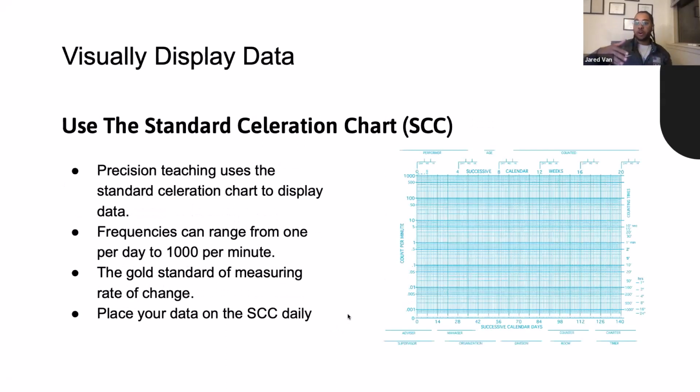And when we measure, we want a visual display, and we use the standard acceleration chart. We'll show some actual charts that we've used later on, but I'm just going to show this one right here for now, because Precision Teaching uses the standard acceleration chart to display data, and frequencies can range from 1 per day to 100 per minute on this particular chart. And this is the gold standard of measuring rate of change, and we like to place our data on the SCC daily. Now, here's where we might run into one of our limitations, which we will also talk about later on, that it's difficult to get daily data from athletes. You need rest.